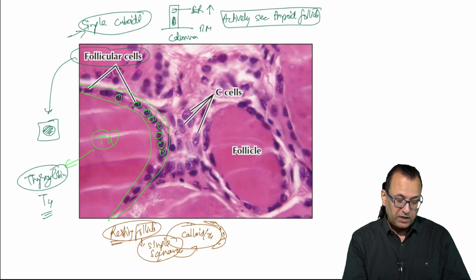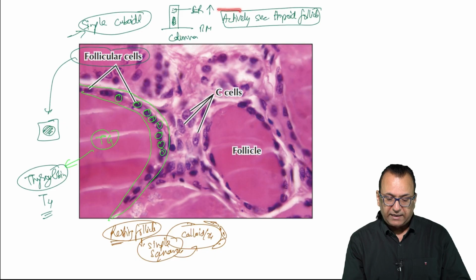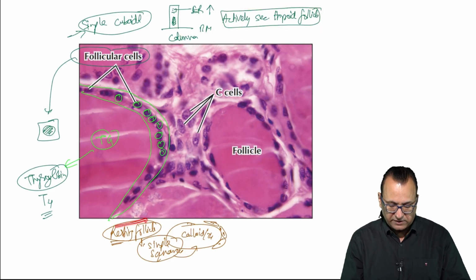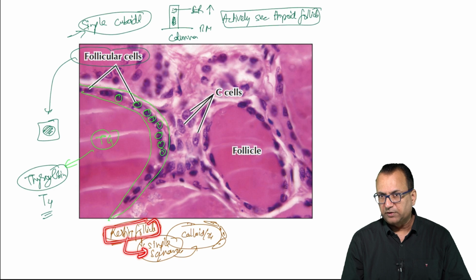Point is, thyroid follicles are lined by simple cuboidal. Actively secreting thyroid follicles are lined by simple columnar, and resting thyroid follicle is lined by simple squamous epithelium.